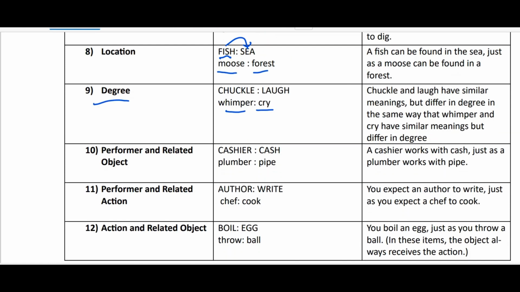Number 10, we have performer and related action, like the cashier. What does the cashier do? The cashier has to do with what? With cash, or the cashier uses cash, like the plumber uses pipe. So here the performer and related action. A cashier works with cash, just as a plumber works with pipe.